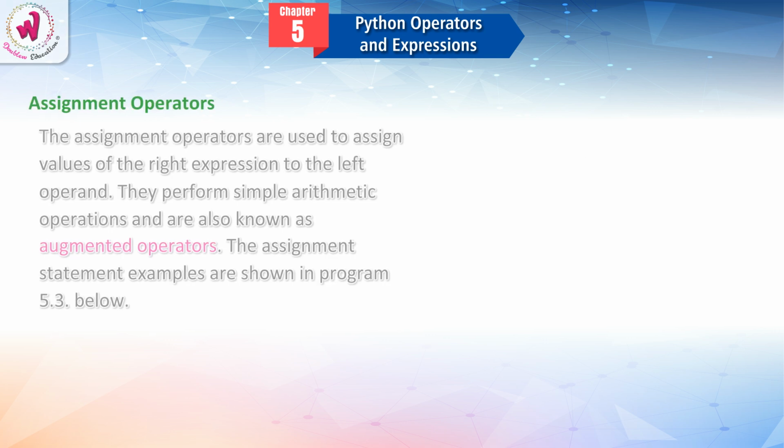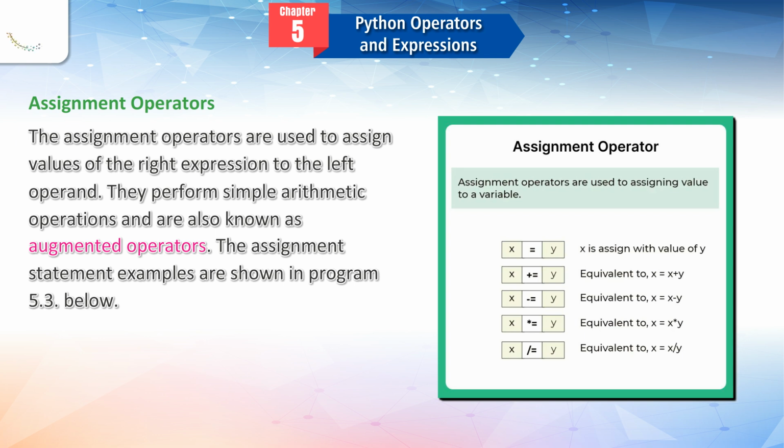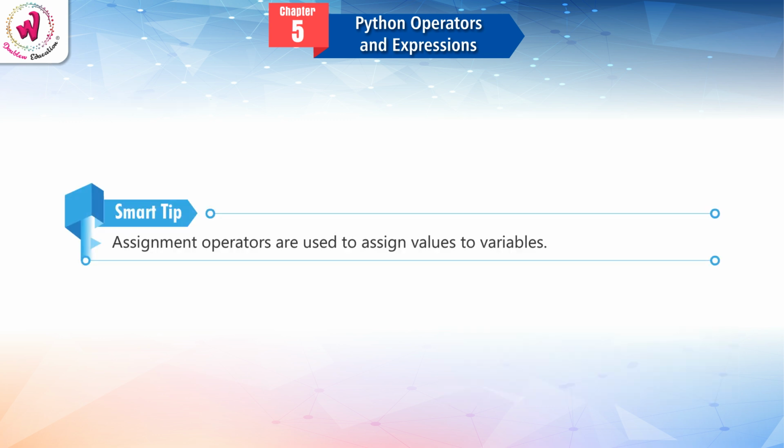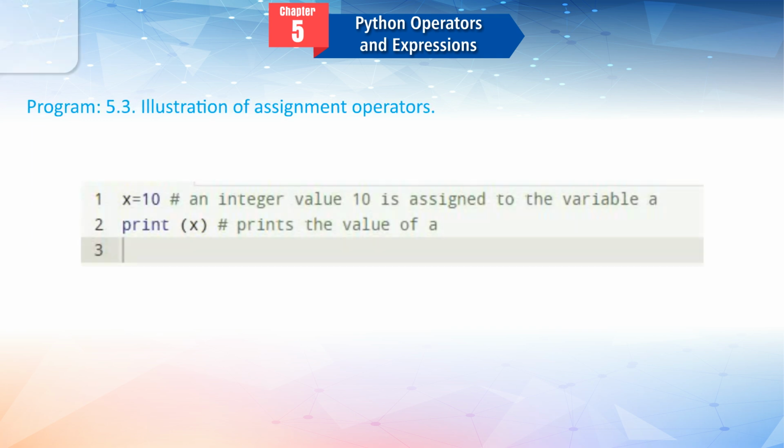Assignment operators. The assignment operators are used to assign values of the right expression to the left operand. They perform simple arithmetic operations and are also known as augmented operators. The assignment statement examples are shown in Program 5.3 below. Smart tip. Assignment operators are used to assign values to variables. Program 5.3. Illustration of assignment operators.